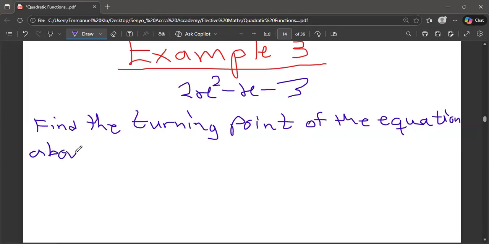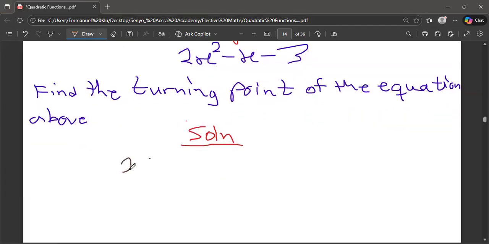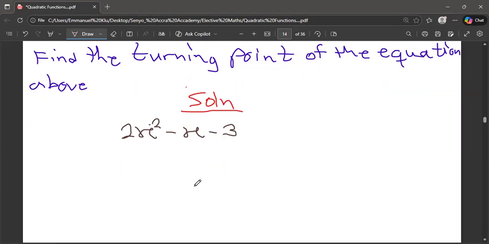All right. So I have also put in my question over here, and the question says that we should find the turning point of the equation above. In our solution, the best thing we are supposed to do is repeat the question for 1 mark. In repeating the question, I'm getting 2x squared minus x minus 3. What am I supposed to do next? I'm supposed to put this into bracket, and then because I want to make the coefficient of x squared equal to what? 1. Good.